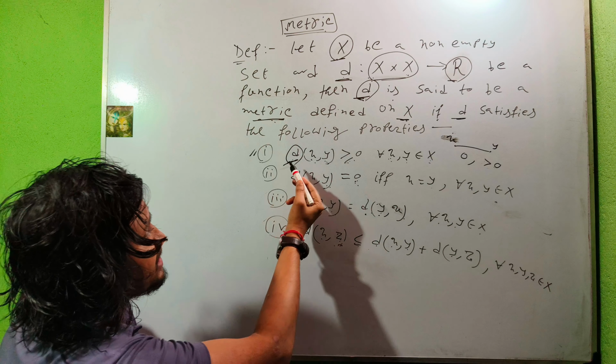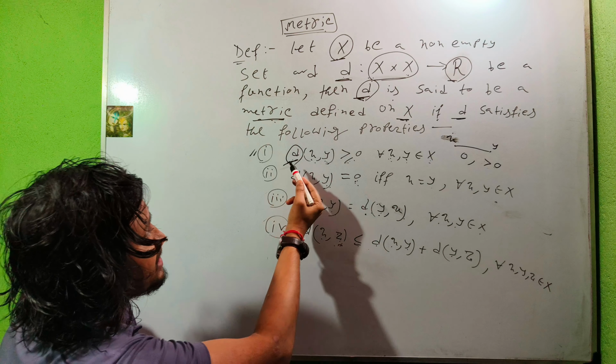The second property is that the distance between X and Y is equal to 0 if and only if X is equal to Y, for all values of X, Y belongs to X. It is also very clear that if we take any 2 points X and Y, then the distance becomes 0 if the points are the same, if X and Y coincide. So d equal to 0 implies that X is equal to Y. And conversely, if X is equal to Y, it means that the distance between these points is 0, for all values of X, Y belongs to X.